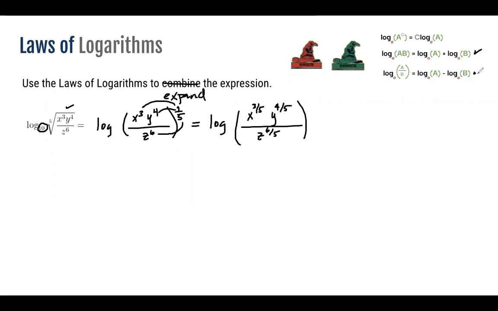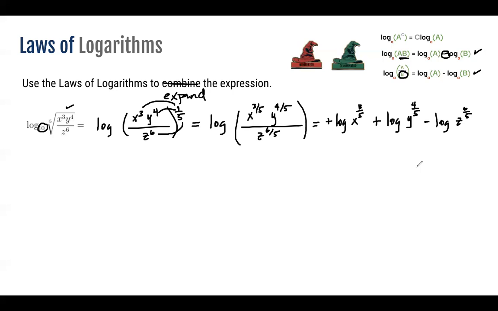And now we're going to be using those two laws. Any multiplication expands to an addition, or a sum of two logarithms, and any division, the one that's dividing, is going to be a negative logarithm. So basically, we're going to have a positive logarithm with x raised to the power of 3/5, another positive logarithm with y raised to the power of 4/5, and then a negative logarithm with z raised to the power of 6/5.